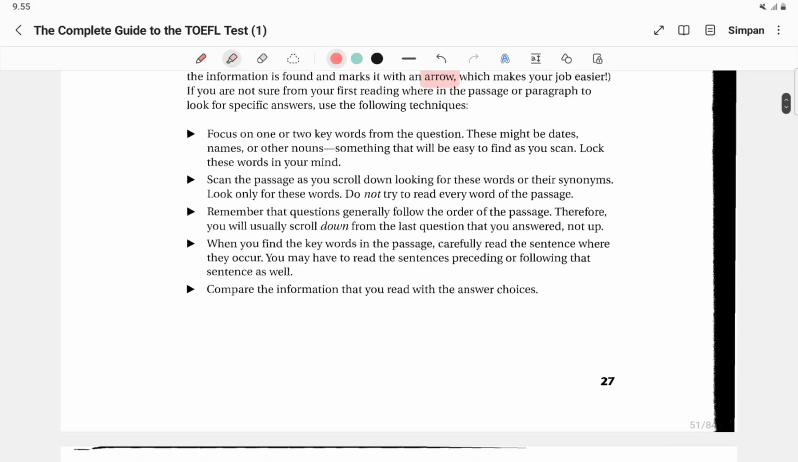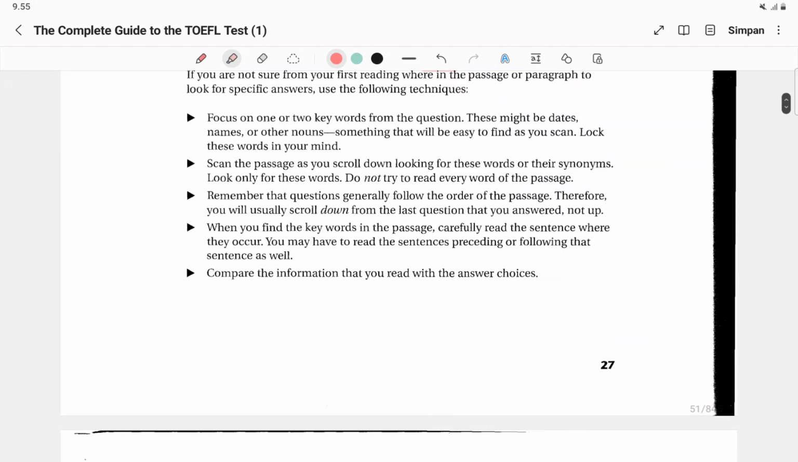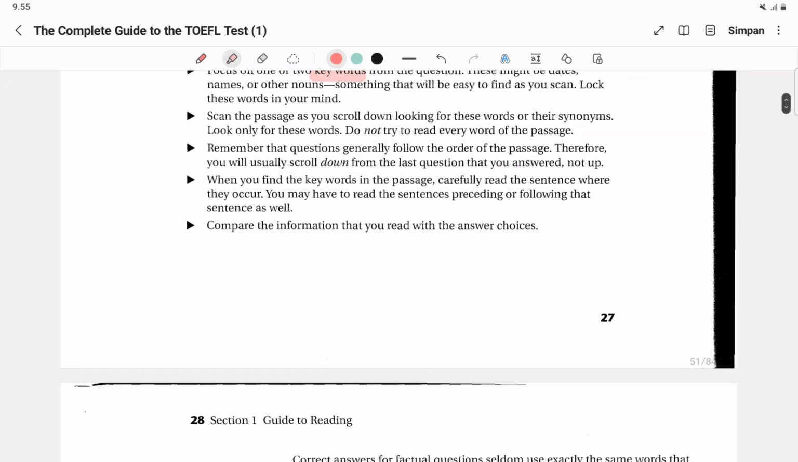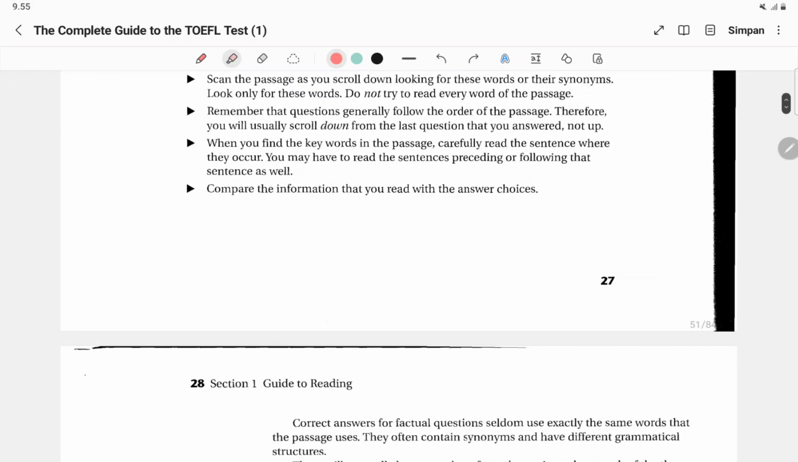If you are not sure from your first reading where in a passage or paragraph to look for specific answers, use the following techniques. Focus on one or two keywords from the questions. These might be dates, names, or other nouns. Something that will be easy for you to find as you scan. Lock these words in your mind. Scan the passage as you scroll down, looking for these words or their synonyms. Look only for these words.